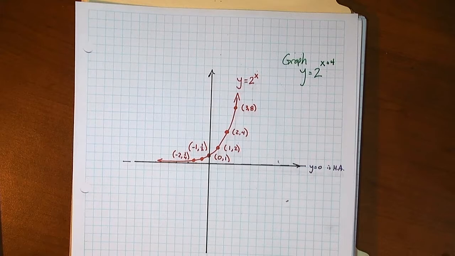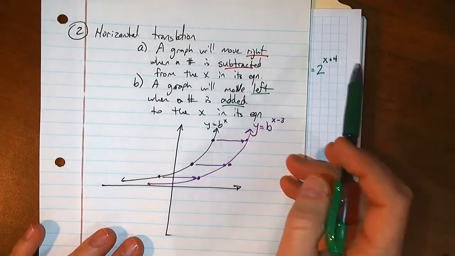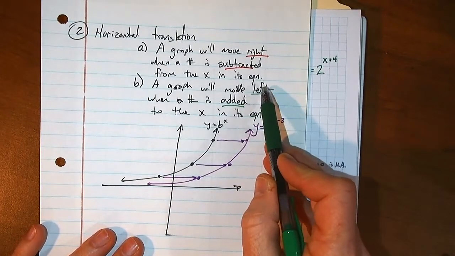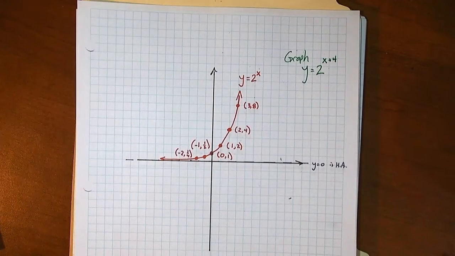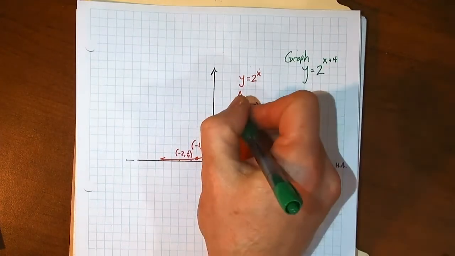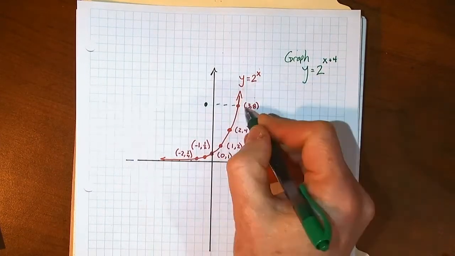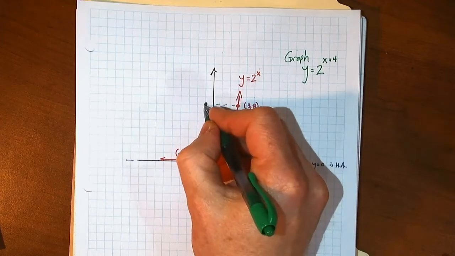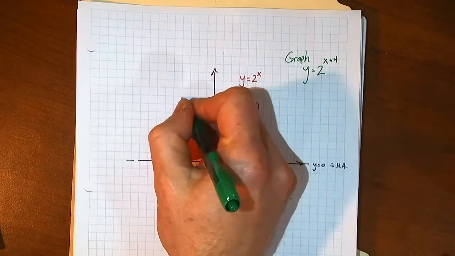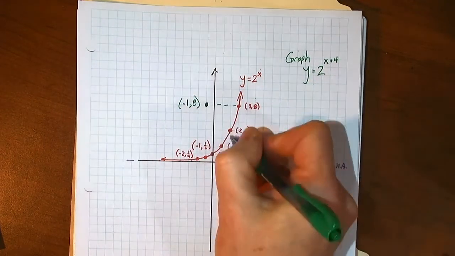All right, let's talk about graphing this. So if we go back to our rule here, the rule says that when we are adding things to the x, we move the graph to the left. And I mentioned when I wrote that that might seem counterintuitive. So let's think about this for a second. If I'm going to move 4 units to the left, 1, 2, 3, 4, the point that was here at 3, 8 is going to end up over here. Now, where did that end up at? It's still up 8, but now it's over at -1.